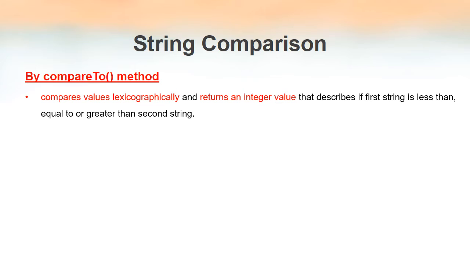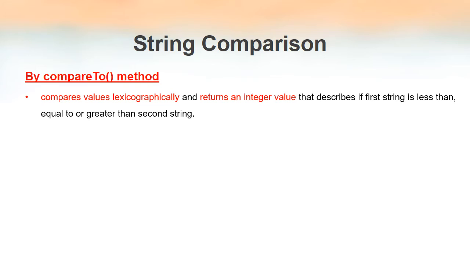So the compareTo and compareToIgnoreCase methods are used for comparing strings in lexicographical order, and these methods return an integer value. That value will indicate whether the first string is less than, equal to, or greater than the second string. What does this less than, equal to or greater than of strings mean?